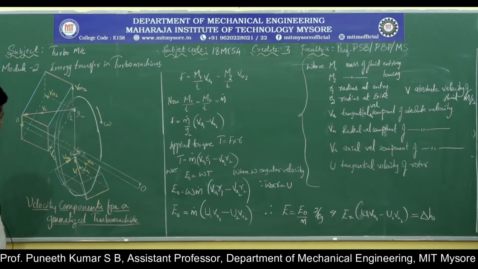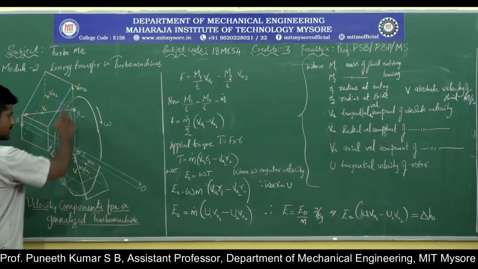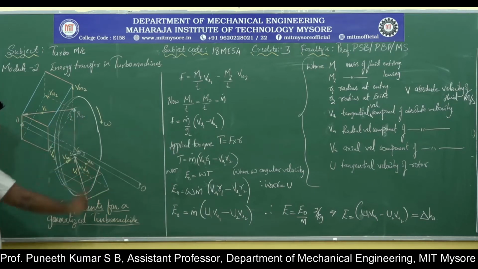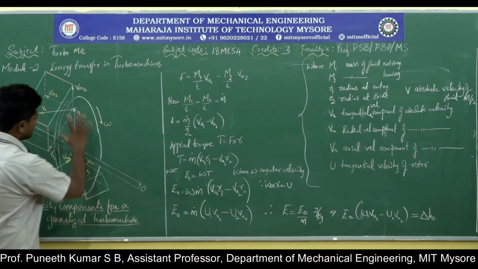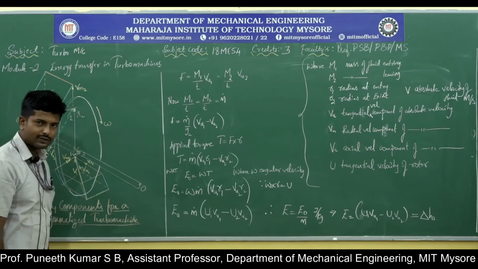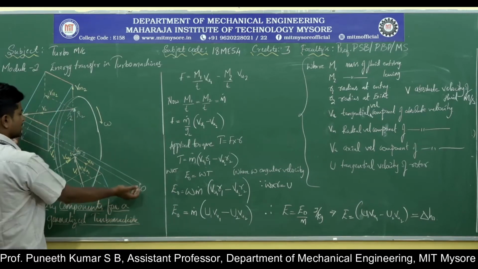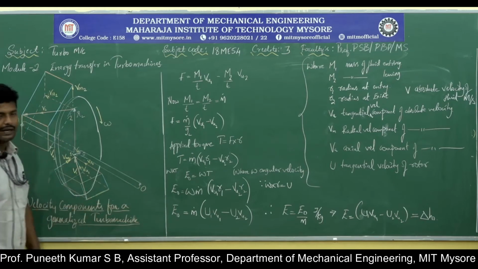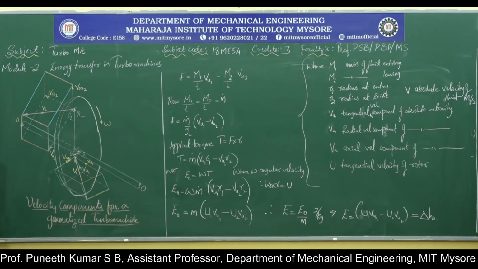Let us first understand the velocity components for a generalized turbo machine. As we can see, there is a shaft on which the rotor is mounted. We can see a circular disc, which is nothing but the rotor, and once it is fixed, the rotor and shaft act as one individual piece. The shaft is supported by a radial and thrust bearing.